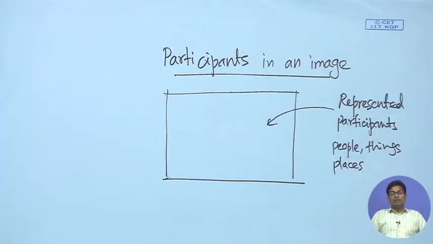So, what it essentially means is that when you are encountering an image, an artwork, a visual for that matter, you have some amount of representation which has happened on that image, and these are called the represented participants, or in other words the people, the things, the places that are being represented over here are the represented participants.